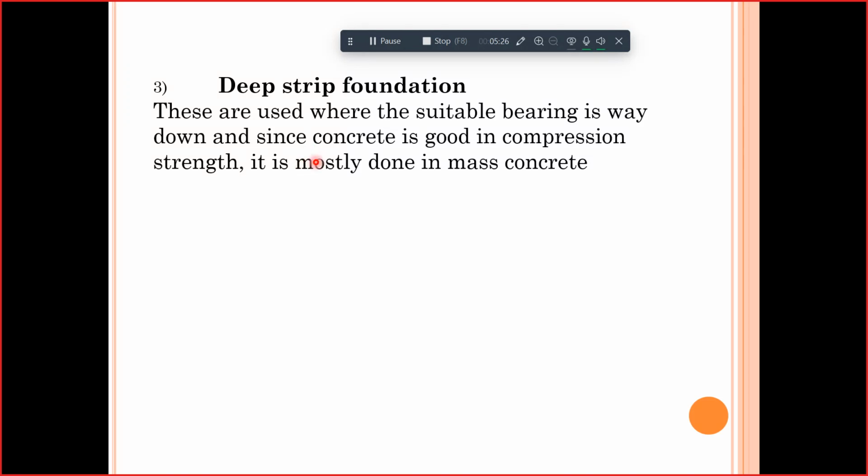Okay, we may move to the third one, which is a deep strip foundation. These are used where the suitable bearing is down, since concrete is good in compression strength. It is mostly done in mass concrete. I will send the examples of these types of foundation to the class rep. You will confirm it later. Okay, next.